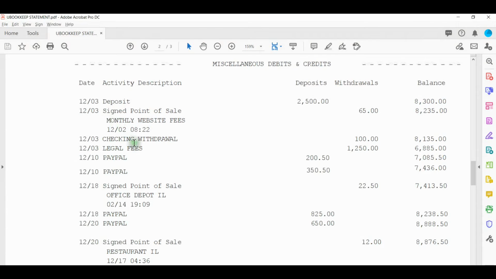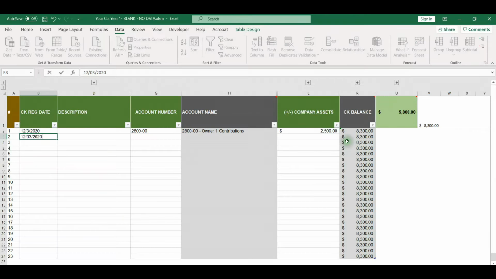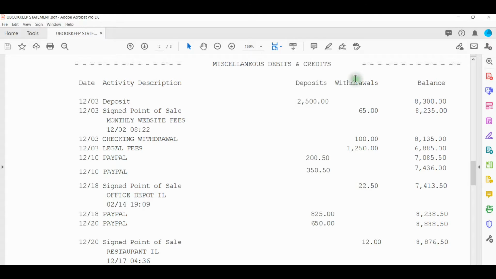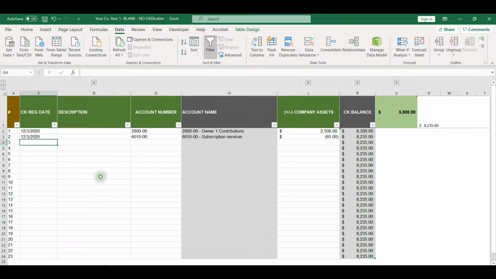Okay, the second date is 12/3. There were monthly fees for website development. So in this case, website development is a subscription service, and it's a decrease in cash of $65. That's a withdrawal.